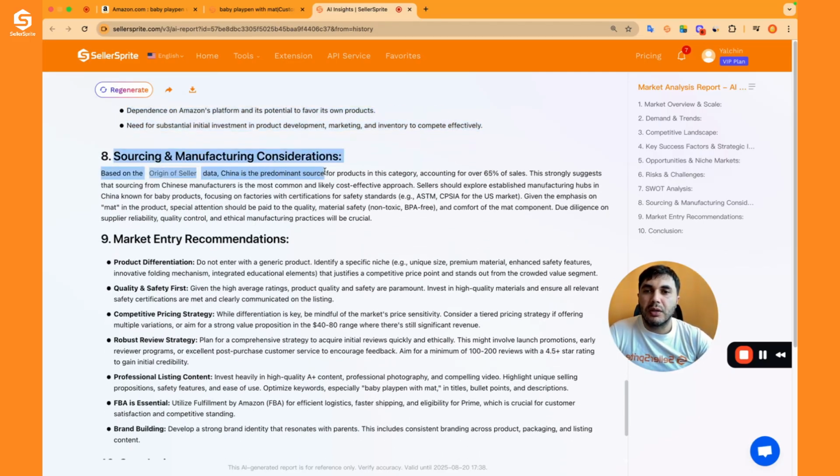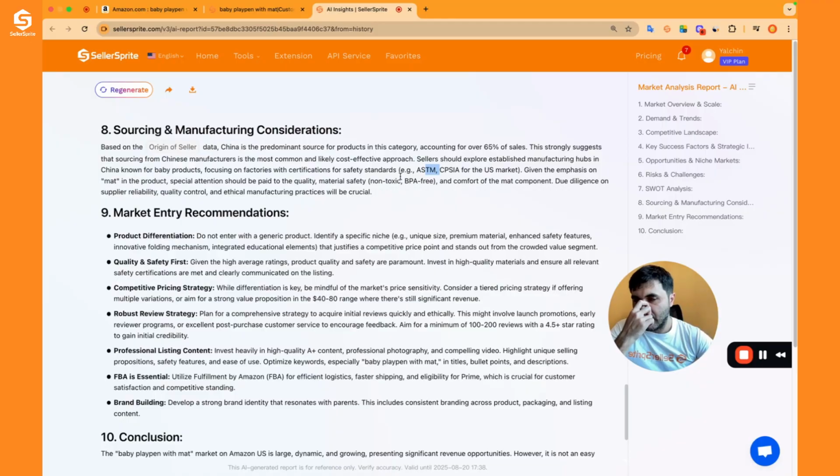Sourcing and manufacturing conditions. Based on the origin of the seller, China is the predominant source of products in this category, at 65%. It strongly suggests that sourcing from Chinese manufacturers is the most common and likely cost-effective approach. This is obvious. Sellers should explore established manufacturing hubs. You can understand and find out there are some certificates like CPC, ASTM, EPA free. You need to find out, and the product is mainly sourced from China.